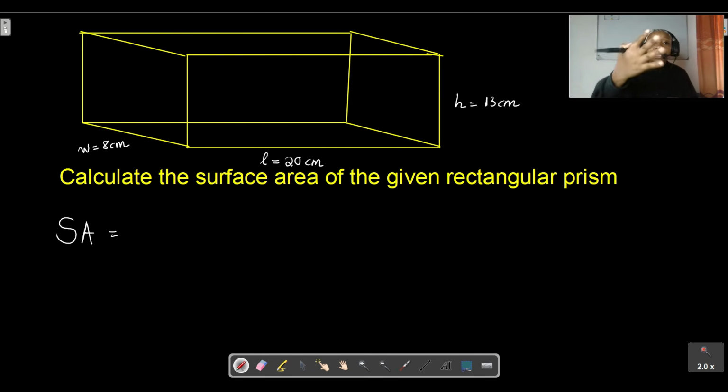And then because the front and the back share the same dimensions, it'll just be 2 times the area of just one of those. So you don't have to write it all out, okay? You can just shorten it in that way.